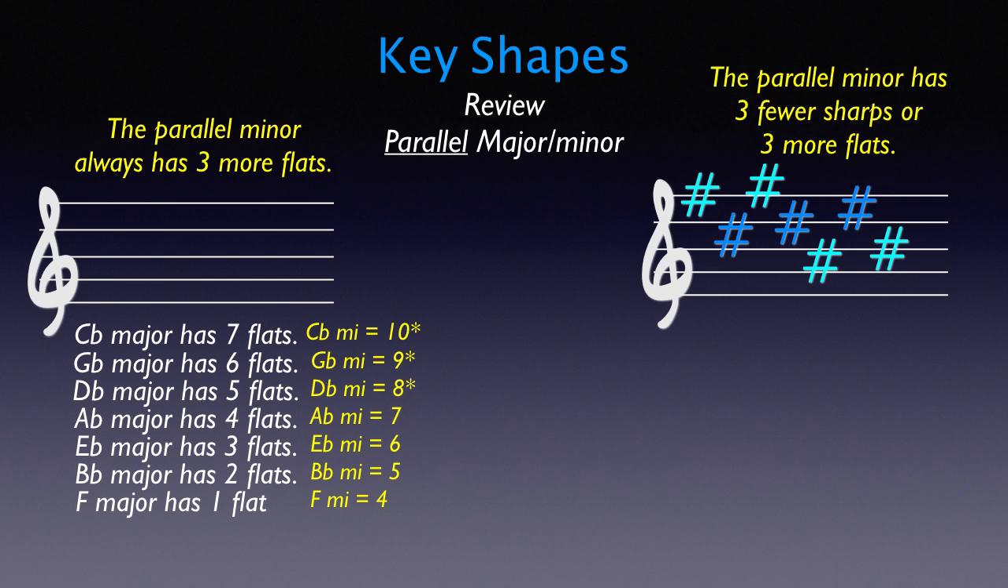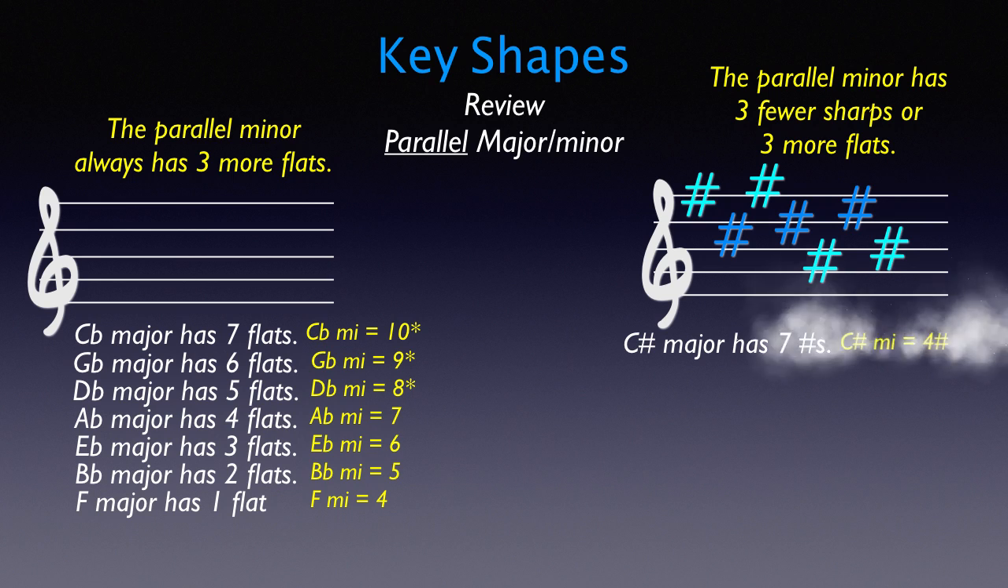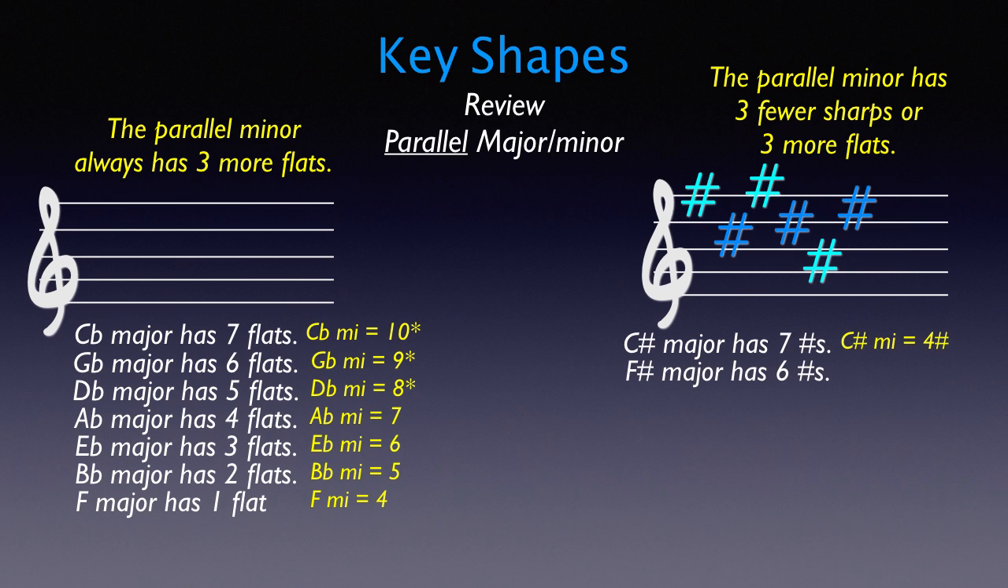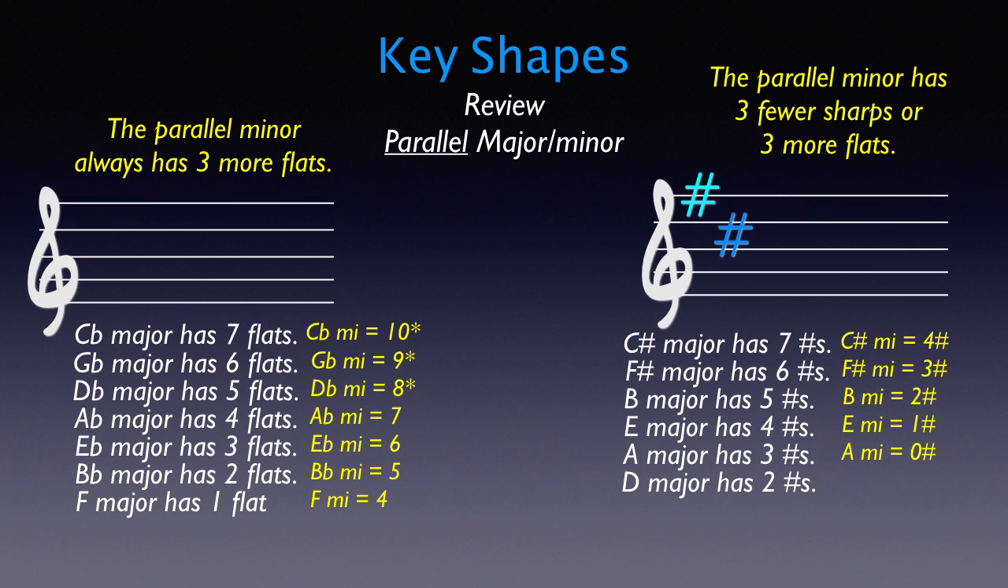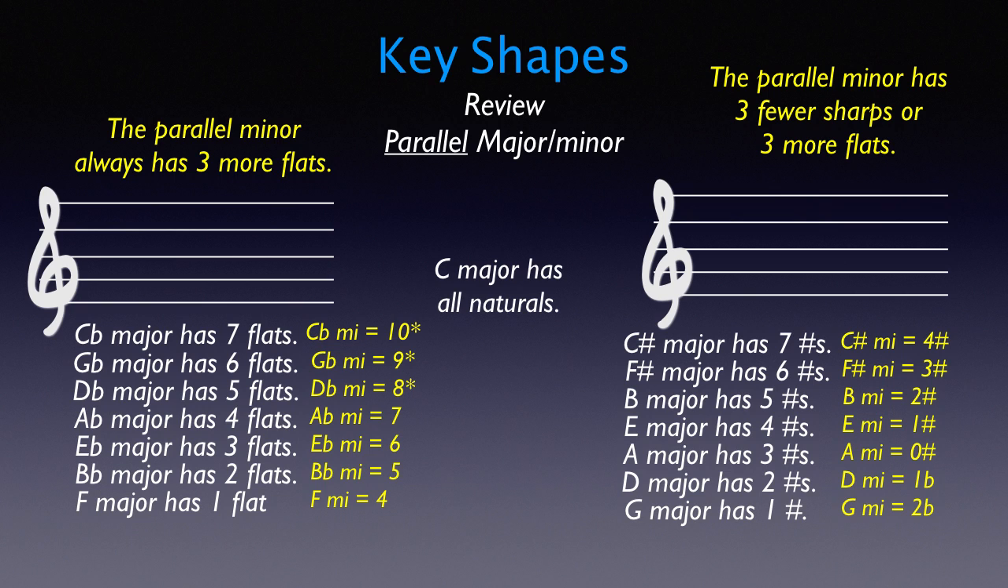With the sharp keys, the parallel minor has 3 fewer sharps, or as you'll see in a minute, 3 more flats. 7 sharps goes to 4 sharps for the minor, 6 sharps for the major means 3 sharps for the minor. Now we're going to cross over like positive and negative numbers. 2 sharps is D major, so 1 flat for D minor.